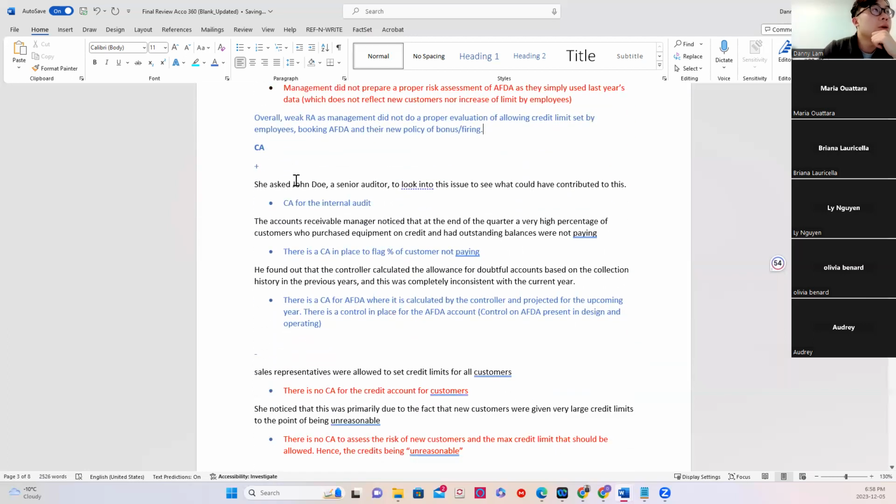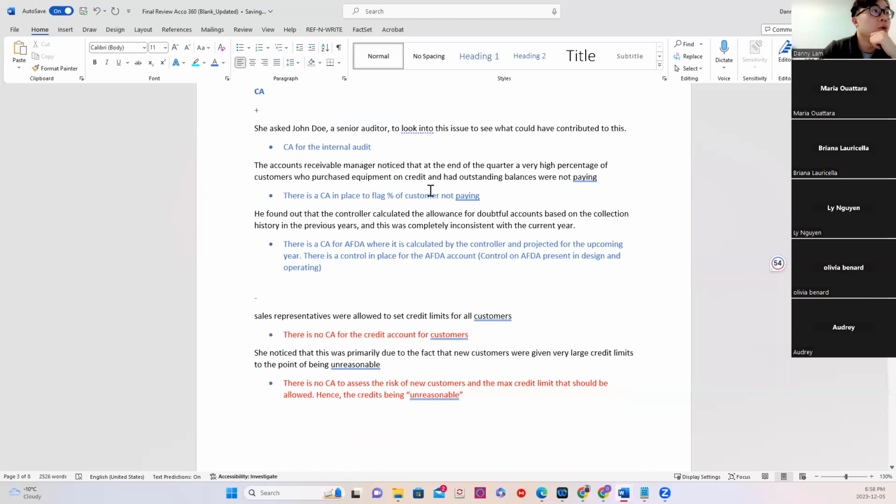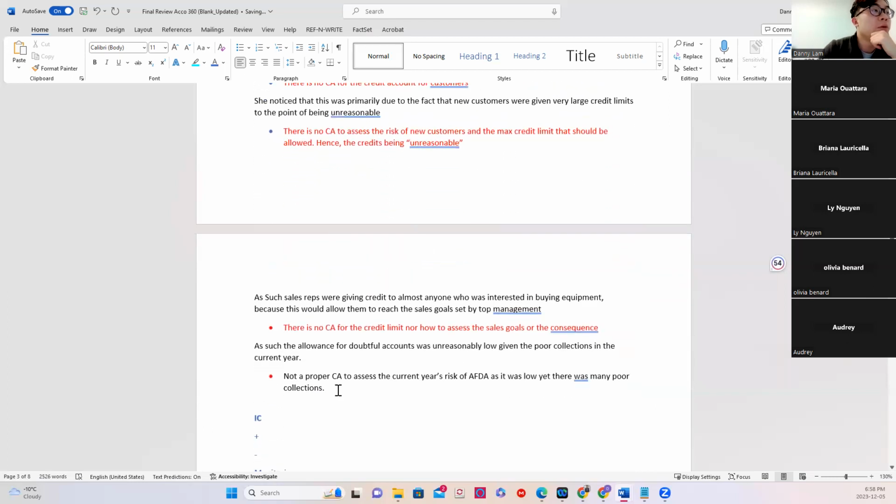And how about the control activity? So we have three blue, and again we have four red. So what would you guys say?